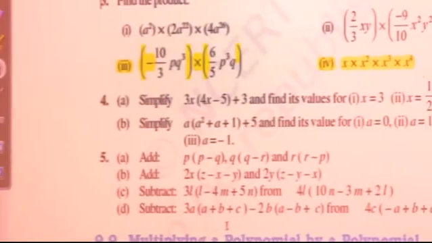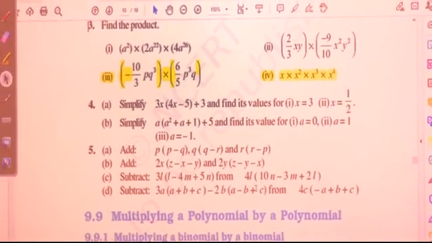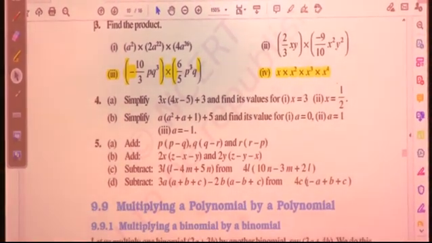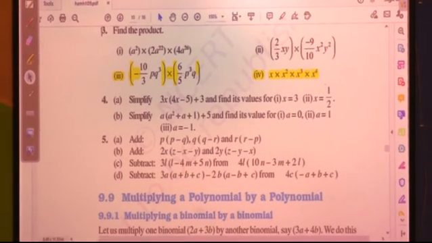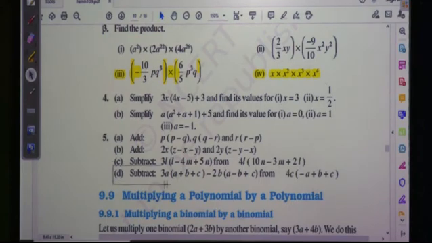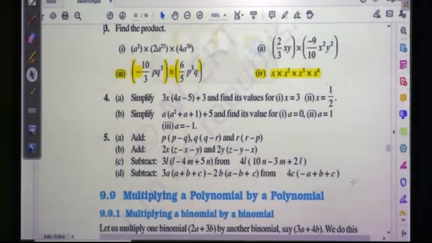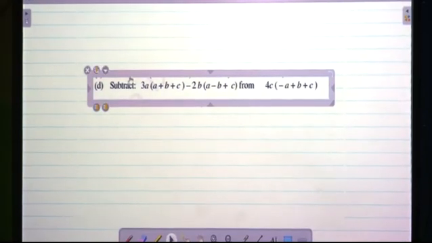It is subtraction of: subtract 3a(a plus b plus c) minus 2b(a minus b plus c) from 4c(minus a plus b plus c). Let us see how to solve this sum. We shall copy this and take it on a page so that we can solve it.